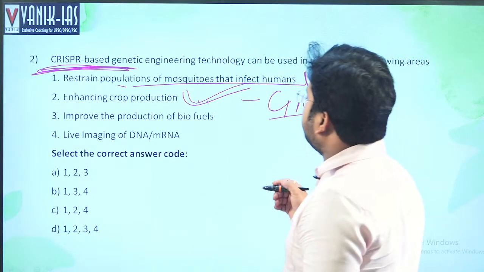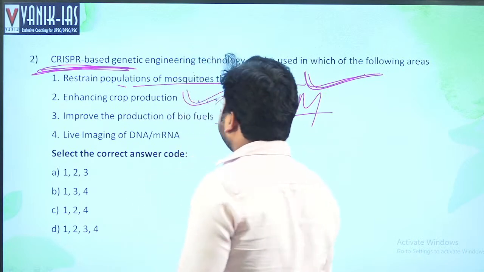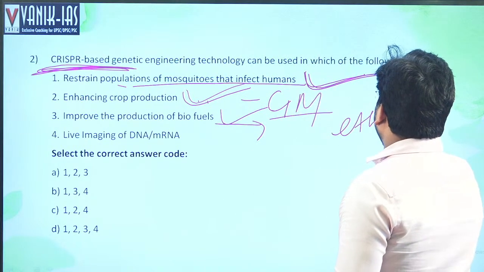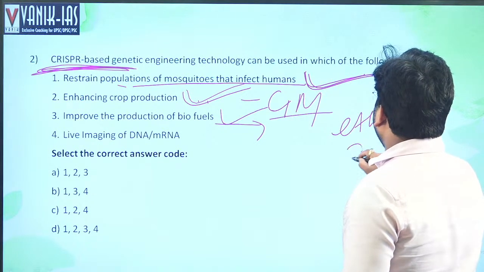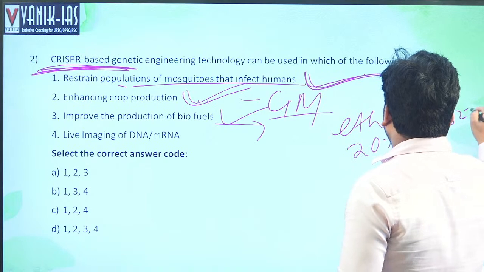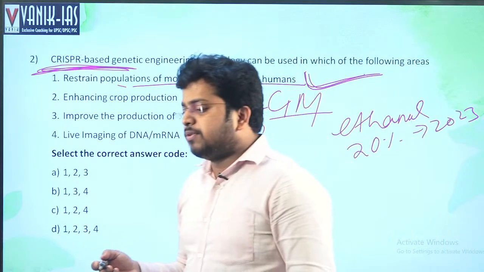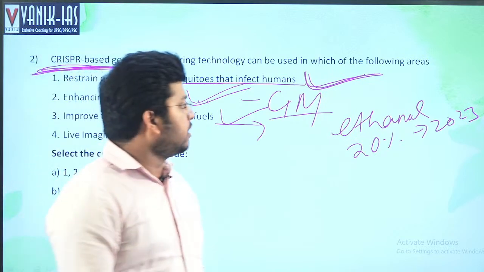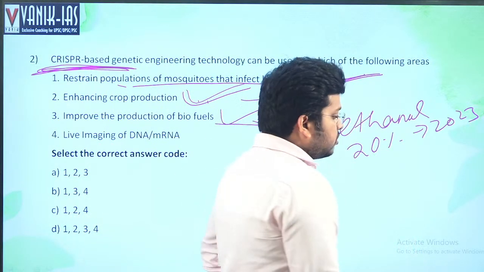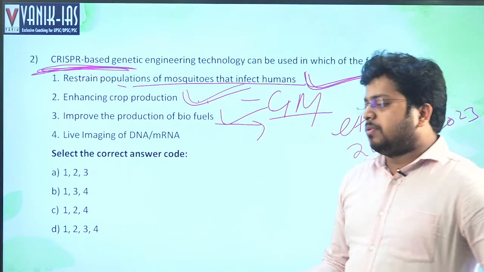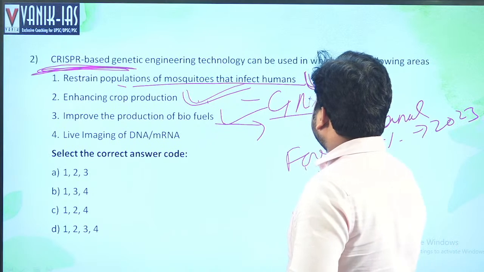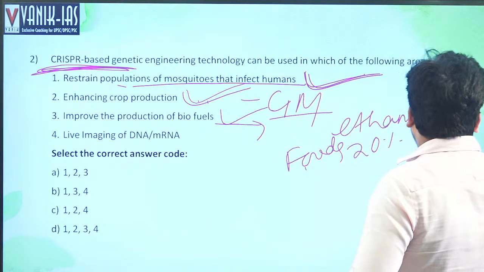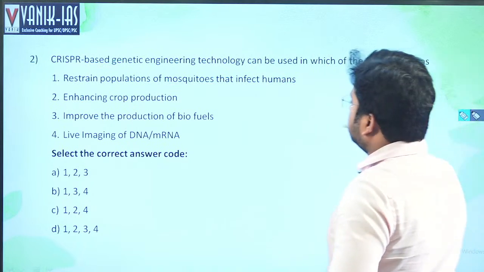Next, improve the production of biofuels. Yes, biofuels like biodiesel can be created from GM crops. At present the government is trying ethanol blending. The government is trying to bring 20% ethanol blending by 2023, right? We had a target of 2025 regarding ethanol blending, but the government preponed the target to 2023. So from where will you produce these biofuels? From a huge amount of food crops, right? Maybe food crops or maybe woods, biofuel can be created from all these things. So it can improve the production of biofuel. So this statement is also right.